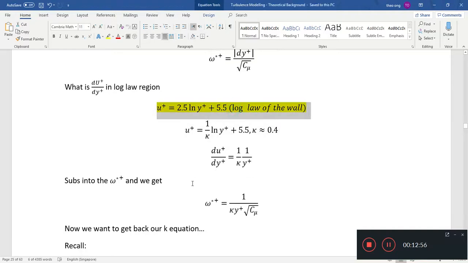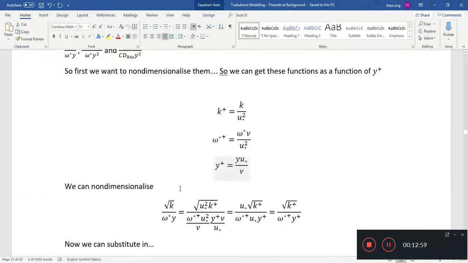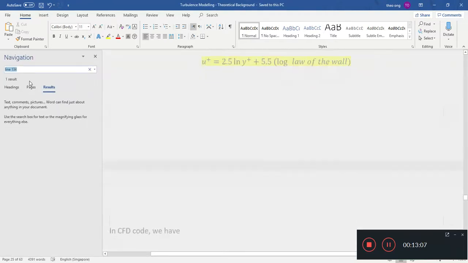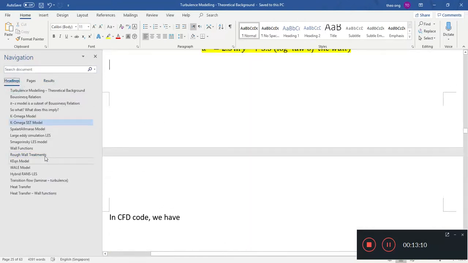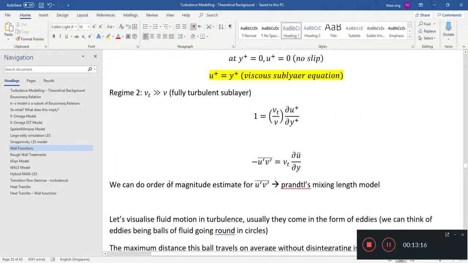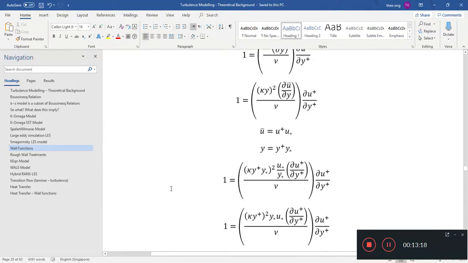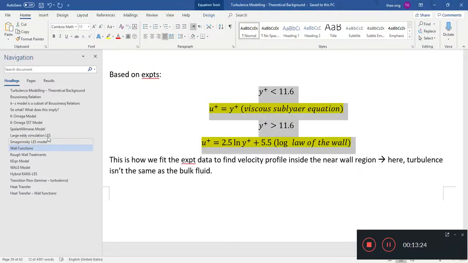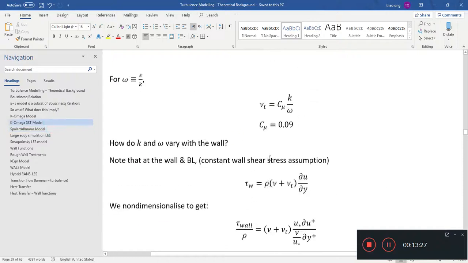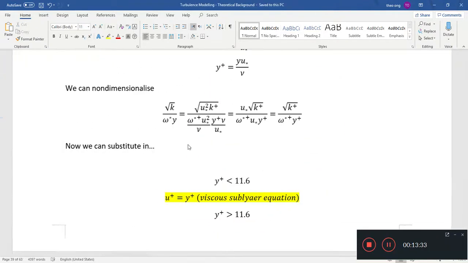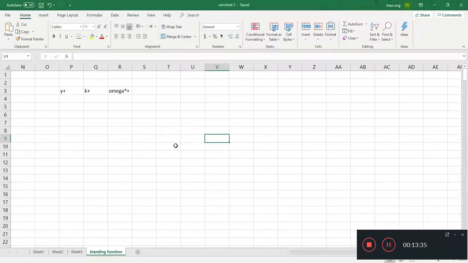All right, this function, which is the log law of the wall, 2.5. Okay, and let's go. The whole function is here. So these are just approximations, just to get us quick results. So we can use these equations to approximate what's going on. All right, so 11.6 is this magic number, but there's nothing really magical about it.